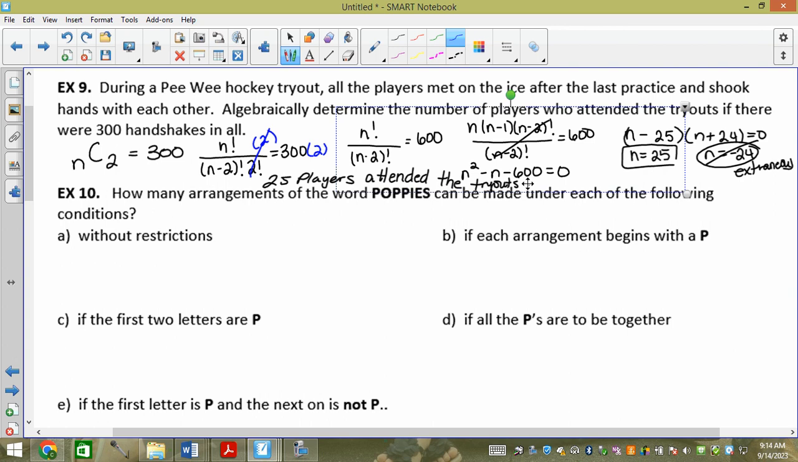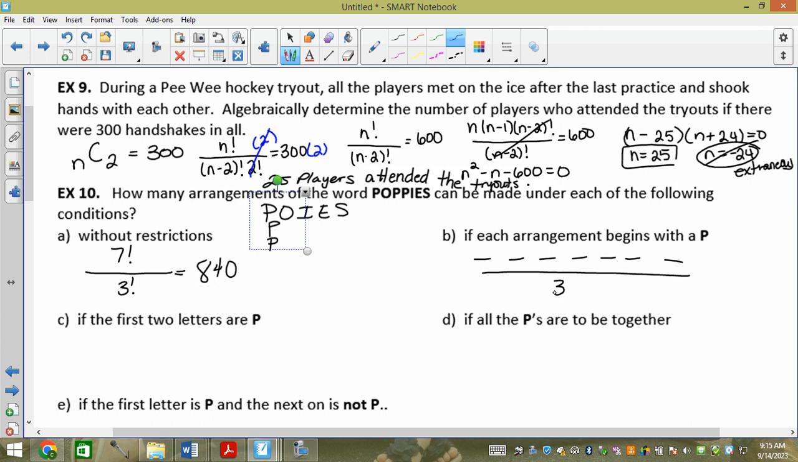Here it says, how many arrangements of the word poppies? So the moment I get a word, I rewrite it. Poppies is 7 letters, 3 of which are repeated. Can be made using the following without restrictions. Without restrictions would be 7 factorial over 3 factorial, which is what? It begins with a P. 1, 2, 3, 4, 5, 6, 7 divided by 3 factorial. I would have 3 P's here and then 6, 5, 4, 3, 2, 1. And what do we get here?